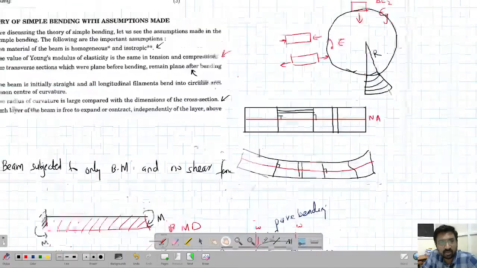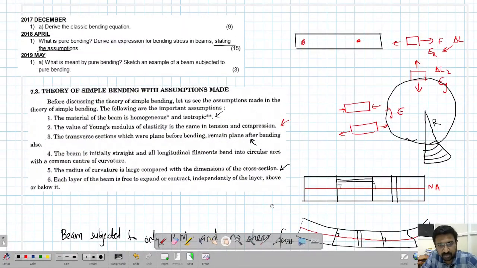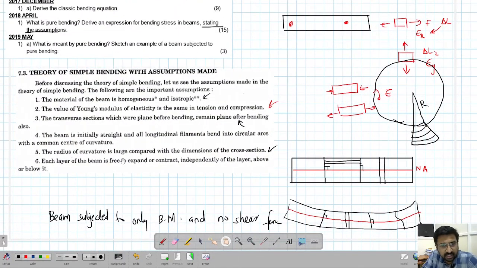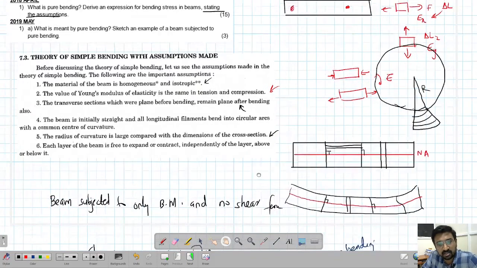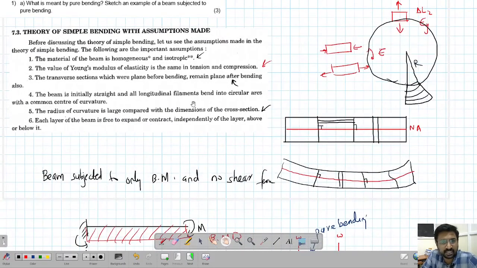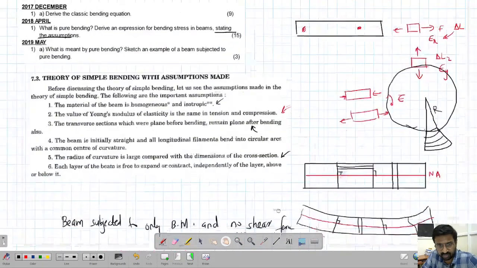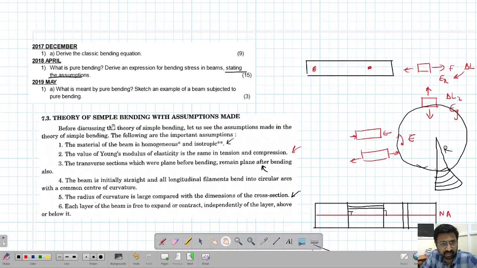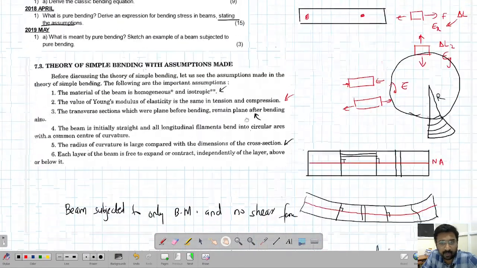Now why is it always related to this? Why did I combine this? Because the assumptions of bending theory are actually derived for cases of pure bending. But in practical cases, you can also apply this theory to beams where shear force is also present. It is basically derived for the pure bending case, so that is why this always comes along with bending theory. I hope this is clear.